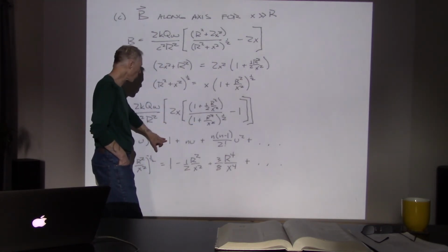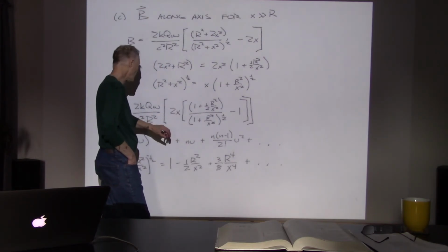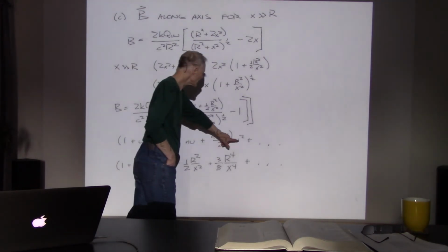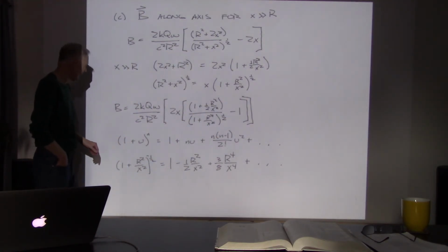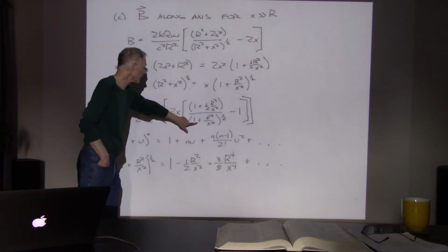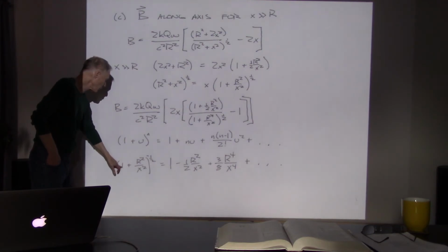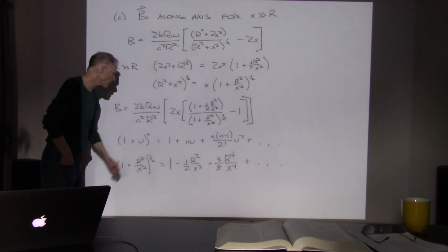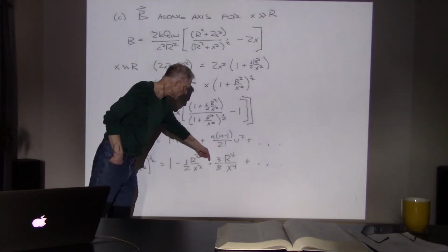The leading term is a 1. The next term is nu. That's going to be much smaller because u is very small. The next term is going to be u squared, and so forth. And so I'm going to take that thing that's in the denominator, write it as (1 plus r squared over x squared) to the minus 1/2, follow this formula and write down the first couple of terms.